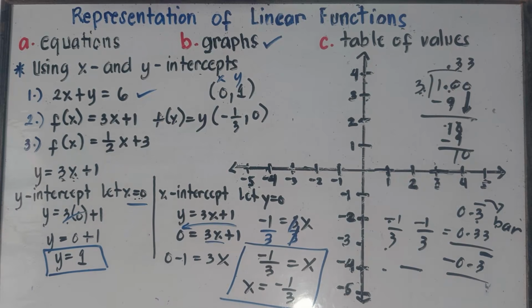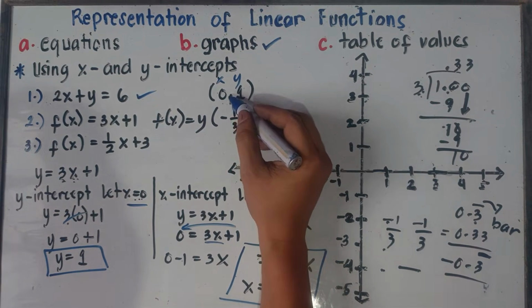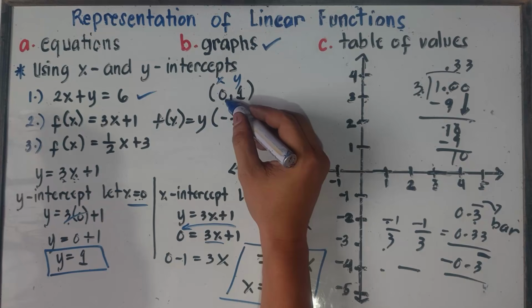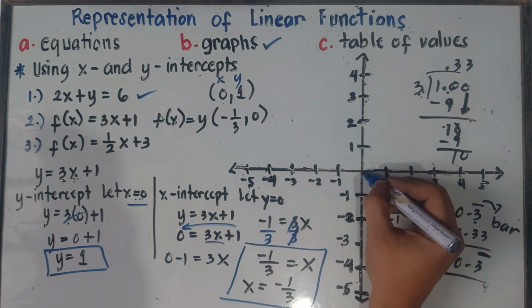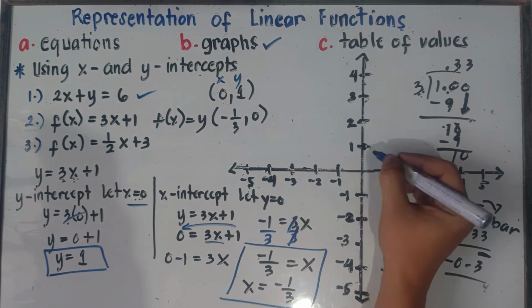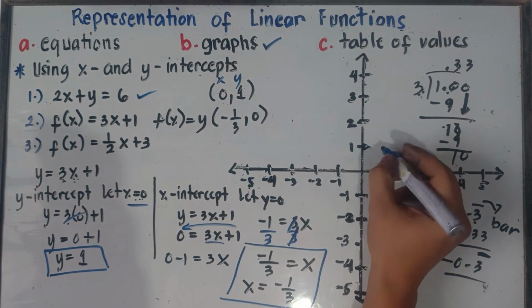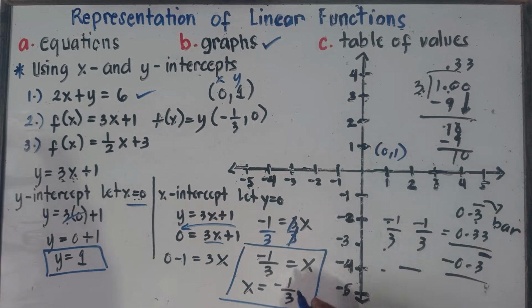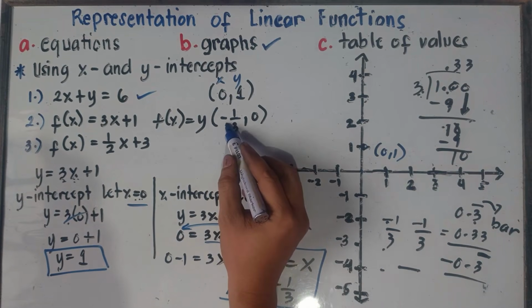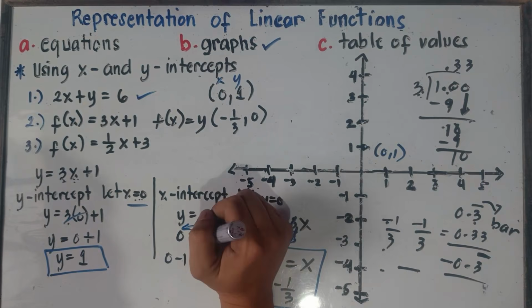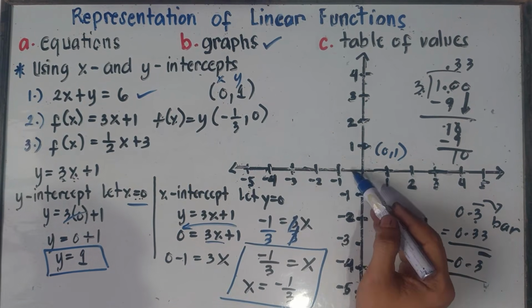Alright, so let's plot this one, class, on the Cartesian plane. The first ordered pair is 0 and 1. So 0 for x, and y is positive 1. This is 0 and then 1. How about this one, class? x is negative 0.333.